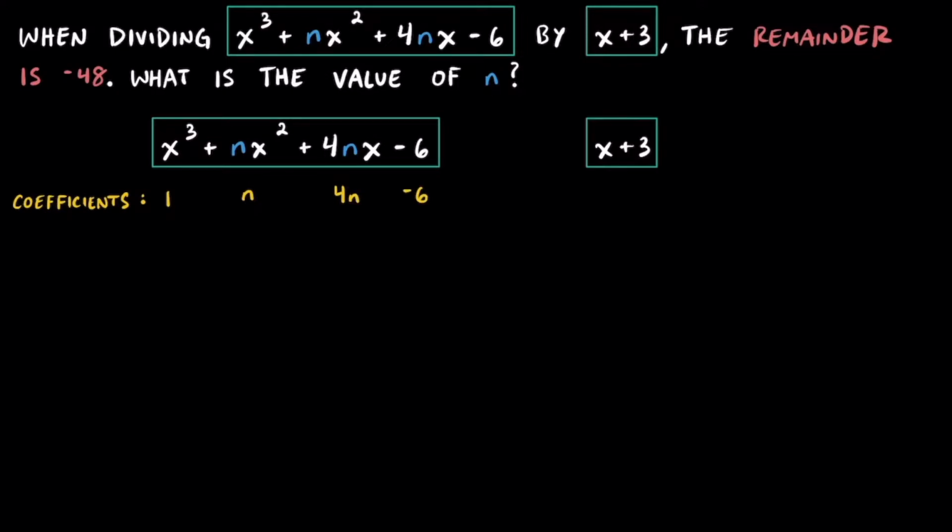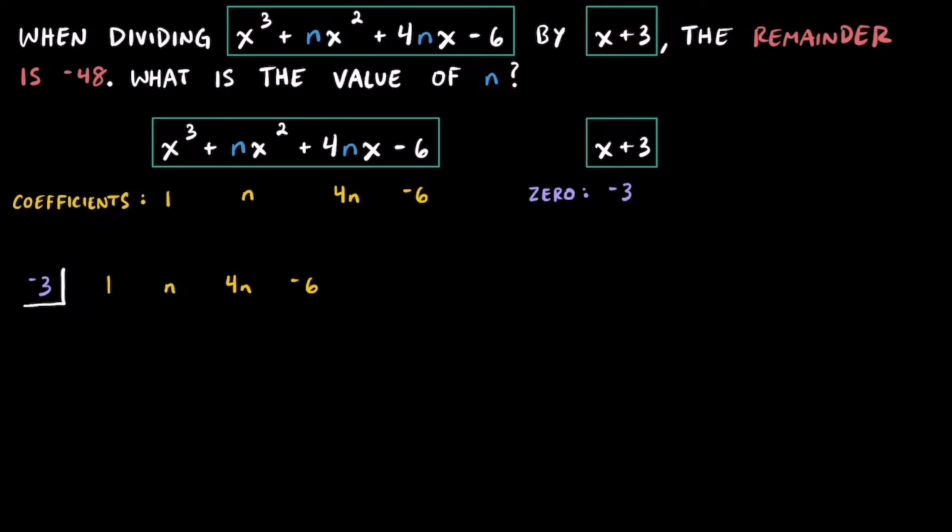Then, taking a look at our divisor, or x plus 3, we can find out that our 0 is going to be negative 3, since negative 3 plus 3 does equal 0. Setting up our synthetic division now, we can write our coefficients of 1, n, 4n, and negative 6 across, and write that 0 of negative 3 to the left.